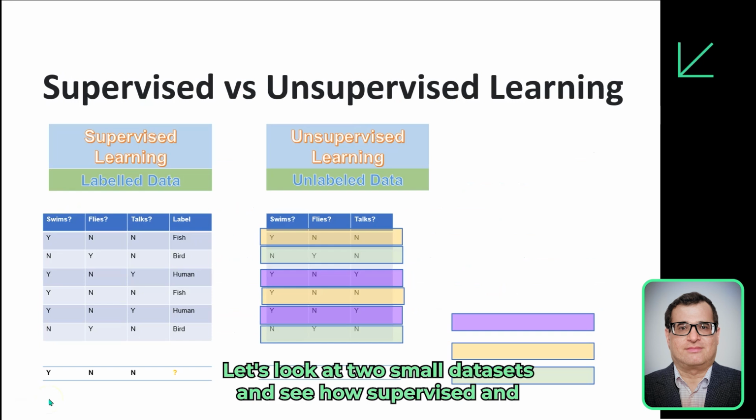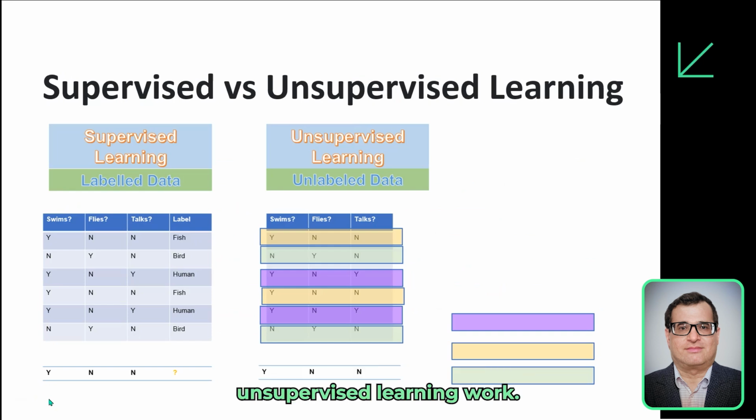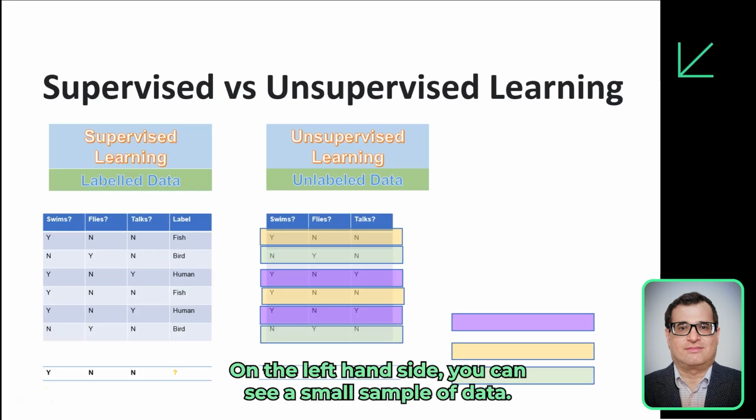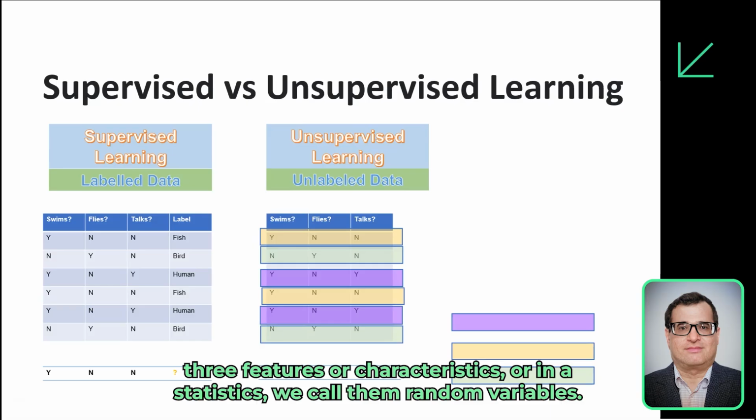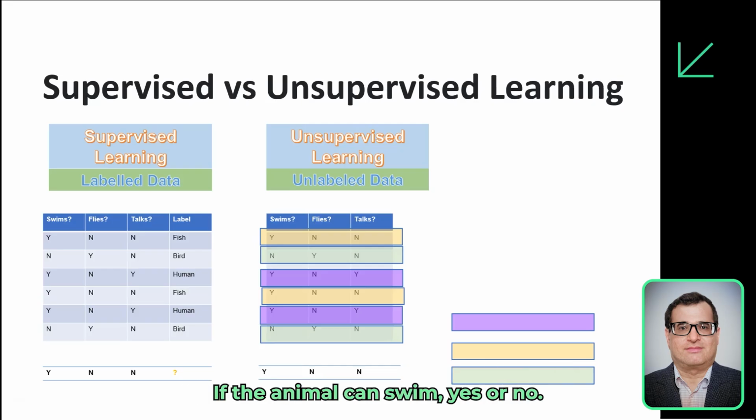Let's look at two small data sets and see how supervised and unsupervised learning work. On the left-hand side, you can see a small sample of data. The labels include some animals like fish, bird, and human. And there are three features or characteristics, or in statistics we call them random variables. If the animal can swim, yes or no. If the animal can fly, yes or no. If the animal can talk, yes or no.